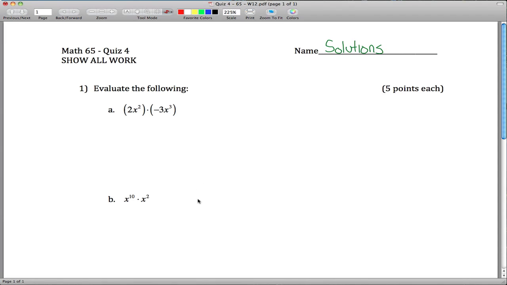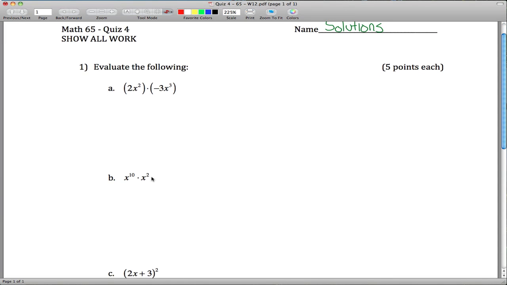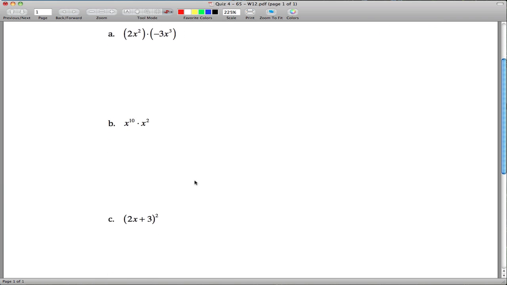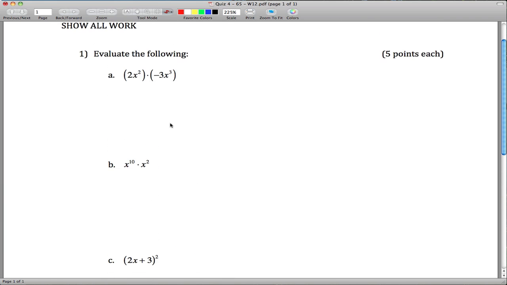Here are the Math 65 Quiz 4 solutions. You're asked to evaluate four products of polynomials. All four of these should look similar to something we had on the worksheet earlier this week. The first one, we're multiplying two monomials.